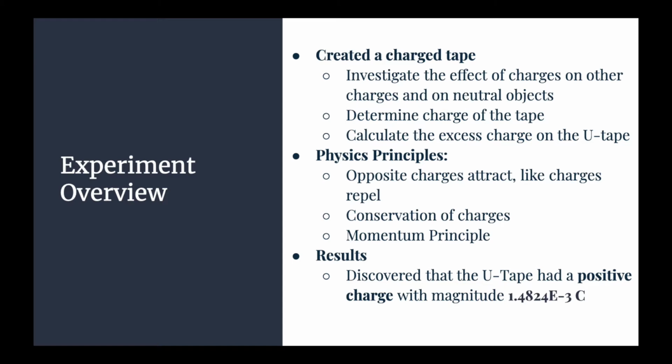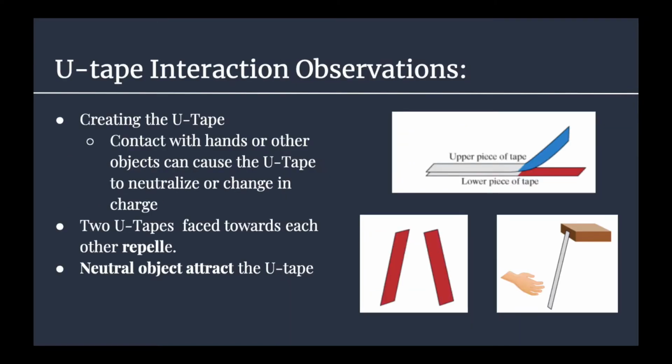Overall, I was able to find that the U-tape I created had a positive charge based on the interactions that occurred. The U-tape is created by quickly pulling the sticky side off another piece of tape, like in the diagram to the right. Once the U-tape was created, I tested its interactions in several scenarios. It's important to note that when conducting the experiment, a lot of precision and carefulness was required to make sure there was minimal contact with the U-tape from the hands and other objects once it was created. This is because it can become neutralized if it comes in contact with other objects.